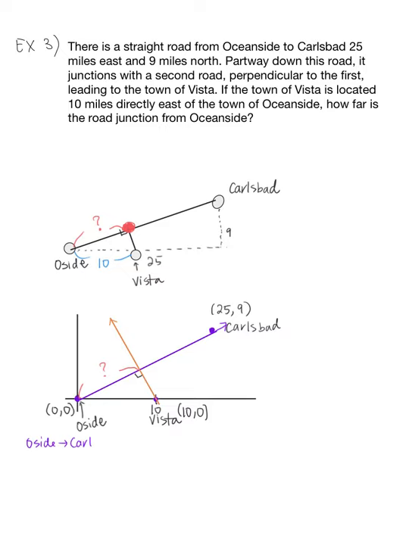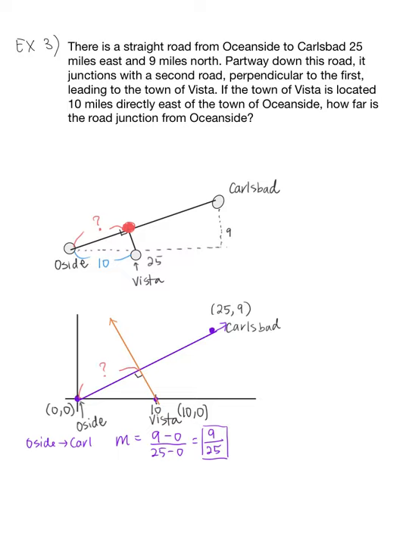Notice that we have 2 points, (0, 0) and (25, 9). Let's call these x1, y1, x2, y2. Then our slope is going to be 9 minus 0 over 25 minus 0, which is 9 over 25. Let me box that.